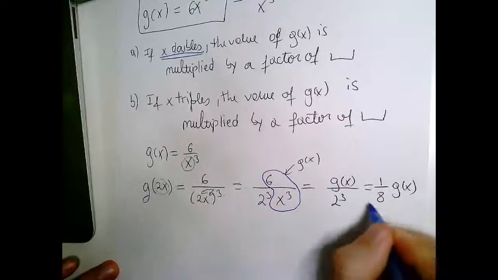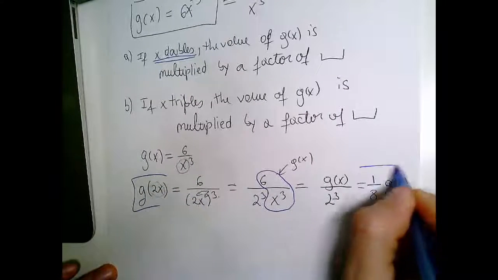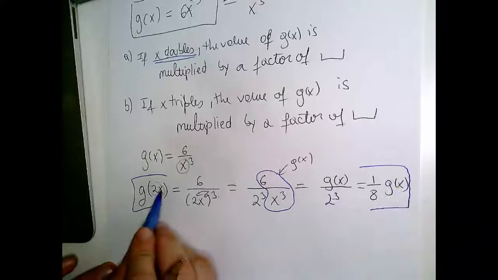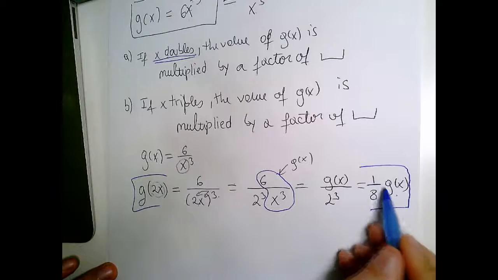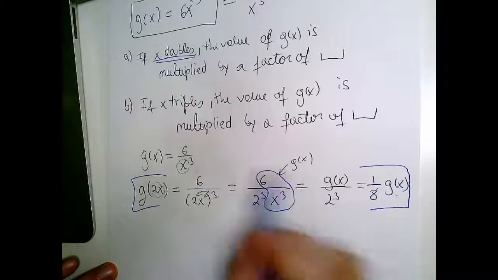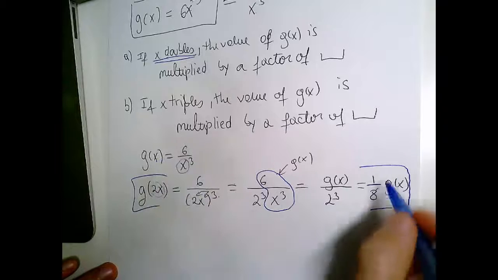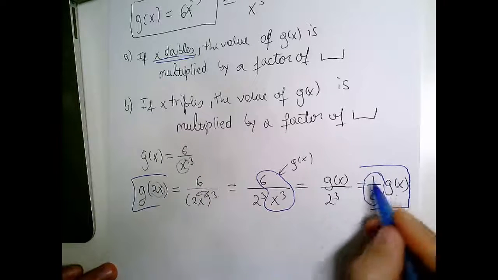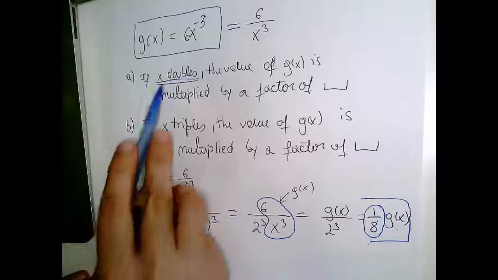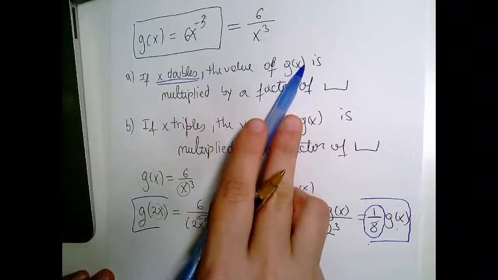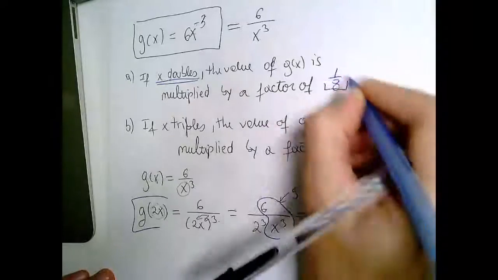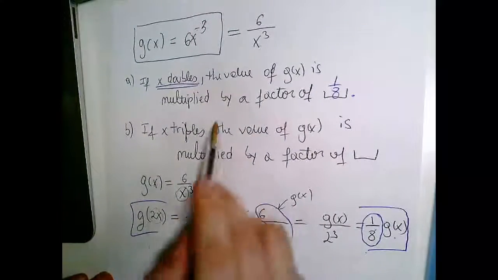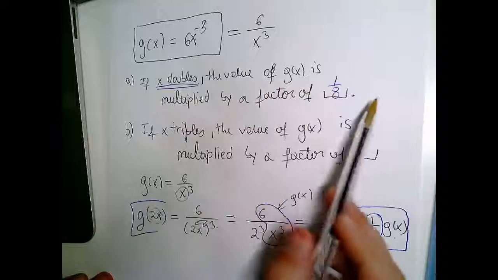So clearly, when I double the input, the output is not going to be double what it was before when the input was just x. It looks like it is multiplied by a factor of 1/8. So when x doubles, the value of g of x is multiplied by a factor of 1/8. So you have to be careful. If x doubles, that doesn't mean the output also doubles.